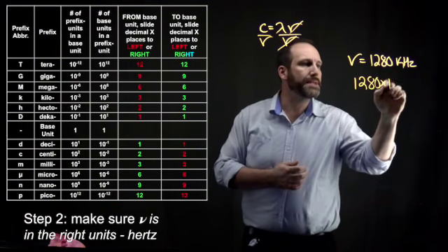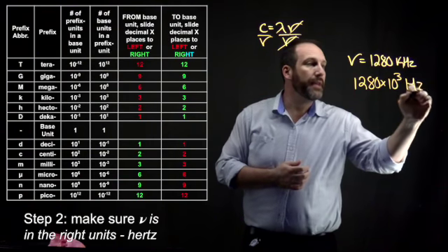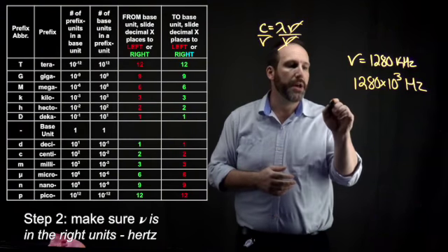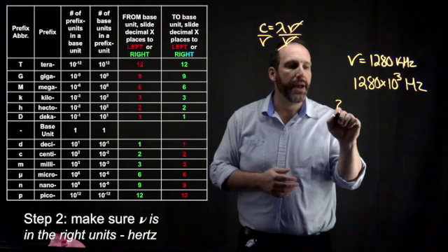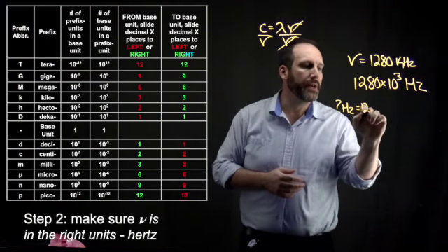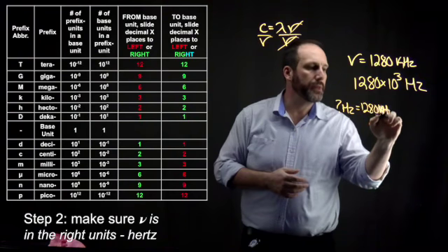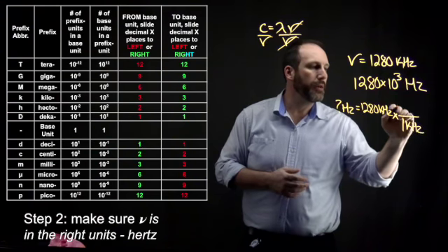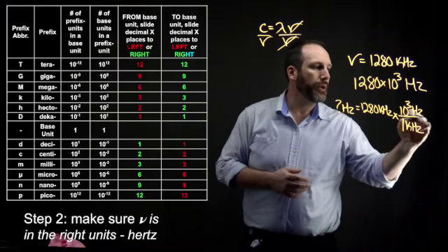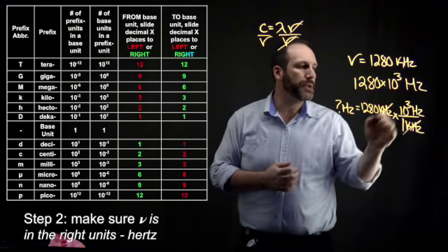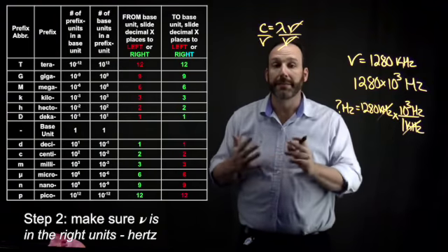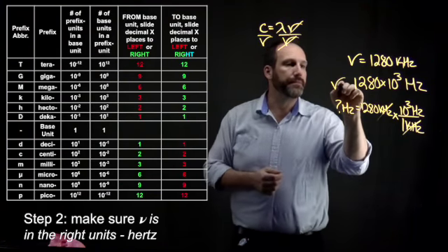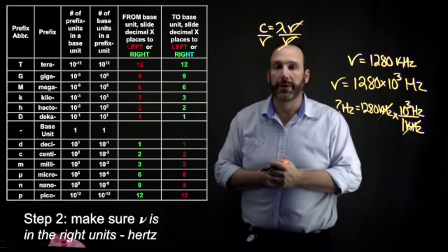1280 times 10 to the third is that frequency in kind of our quasi-scientific notation, right? Because we could do the dimensional analysis and say how many hertz are equal to 1280 kilohertz. And what we would say is that in every 1 kilohertz, there are 10 to the third hertz. So kilohertz cancels on the top and bottom, and I'm left with 1280 times 10 to the third. So we've got our frequency in hertz: 1280 times 10 to the third.